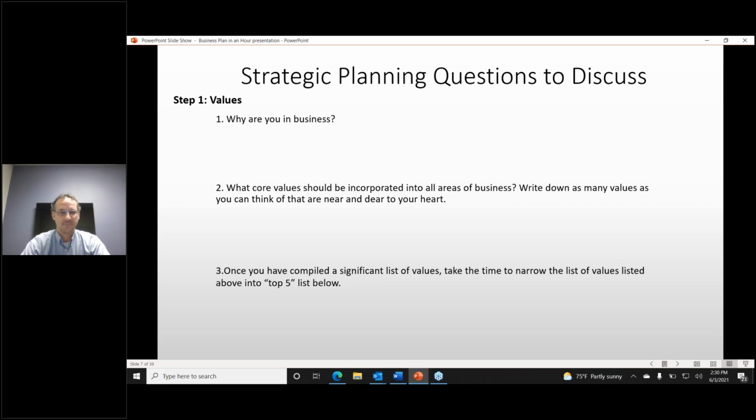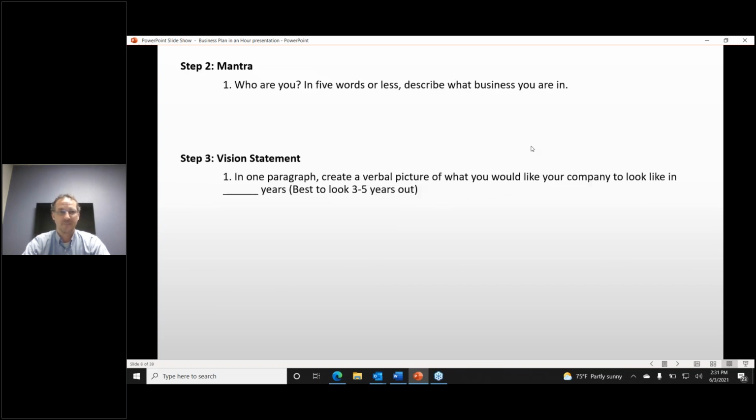Once you've compiled a significant list of values, take the time to narrow the list down and list or check off the top 5. Many times what clients have found is that they can combine some of those values and come up with a different name. So honesty and integrity could be compassion or compassionate, but narrow it down to 5 so that you can focus and achieve getting that message across for those values.